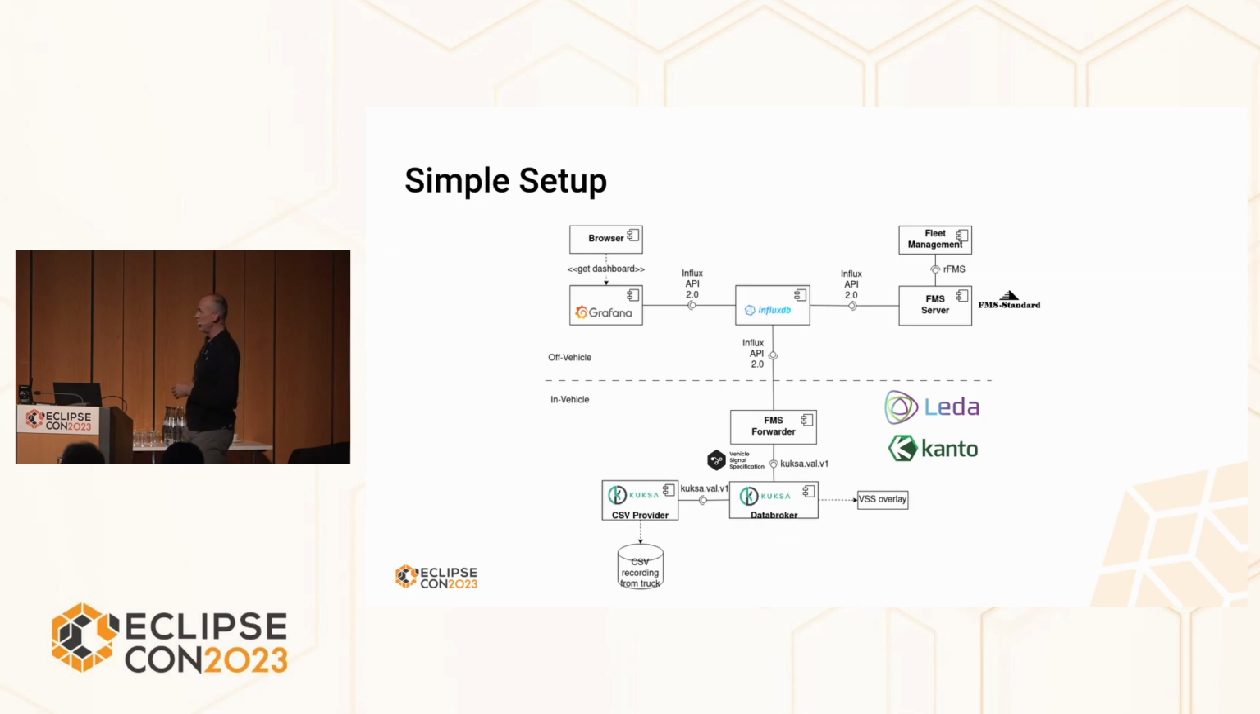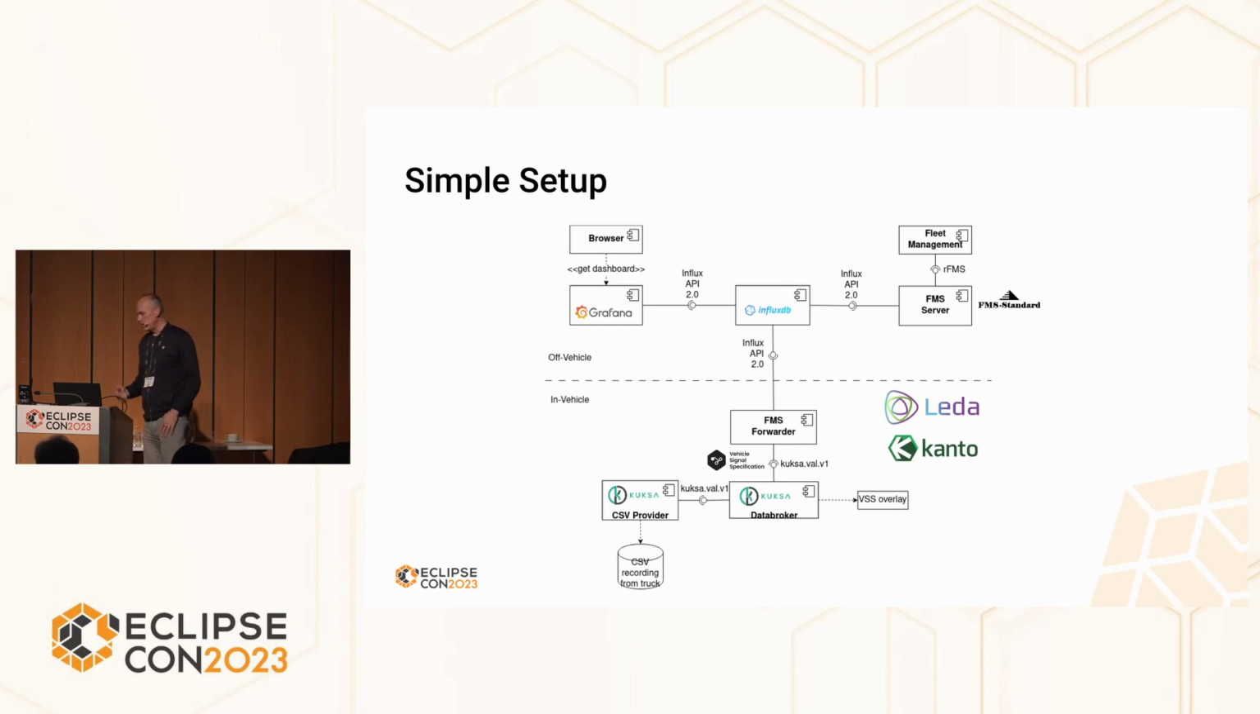So what we have is a data broker component down there. The data broker provides the vehicle abstraction by means of this VSS tree. And then we have this FMS forwarder component, which plays the role of this generic telemetry adapter. It periodically retrieves the data from the data broker using the VSS-based signal API. It then writes this data into an Influx time series database in the backend. And from there, you can create a generic Grafana dashboard to visualize the data, or you can use the FMS server component to retrieve the data using the FMS API.